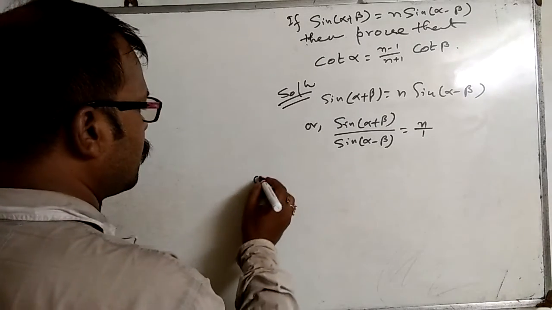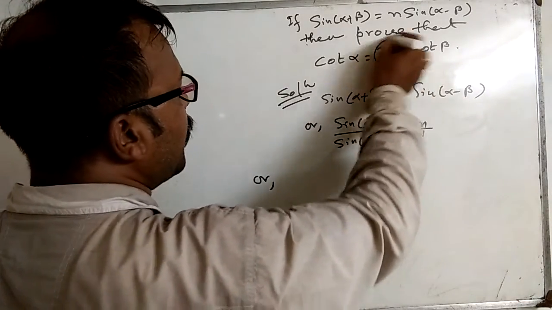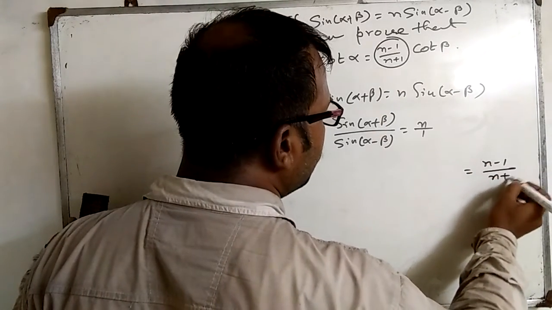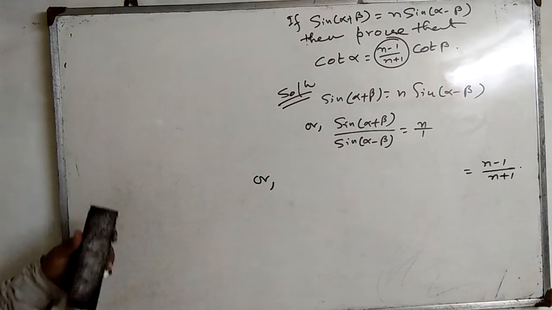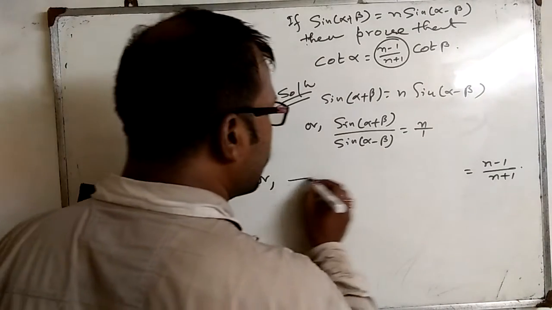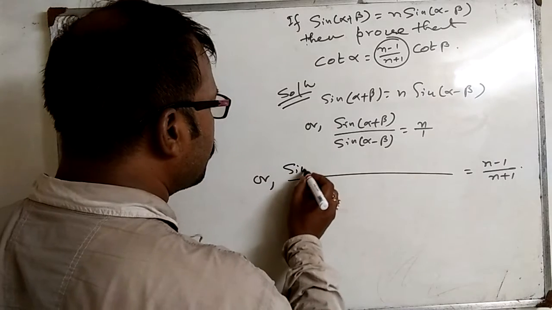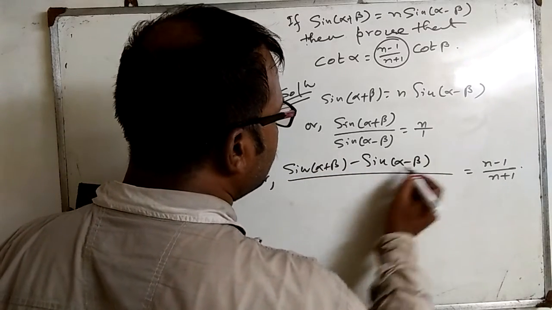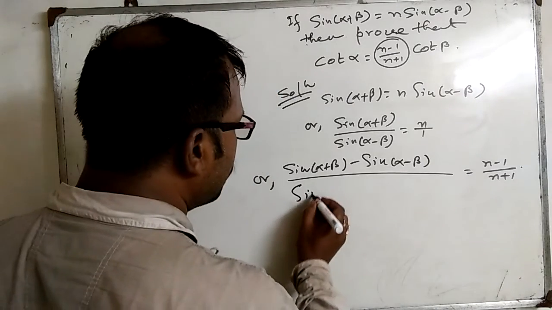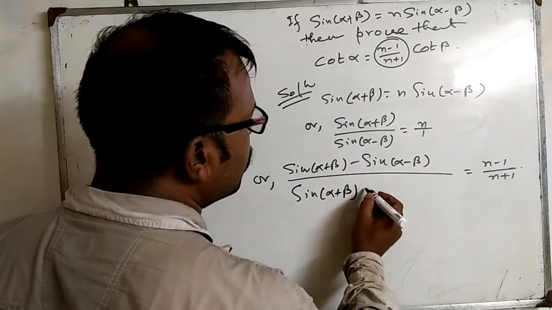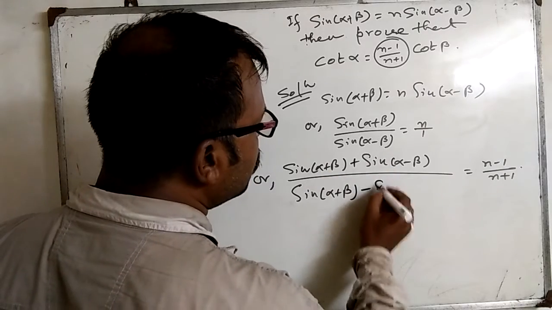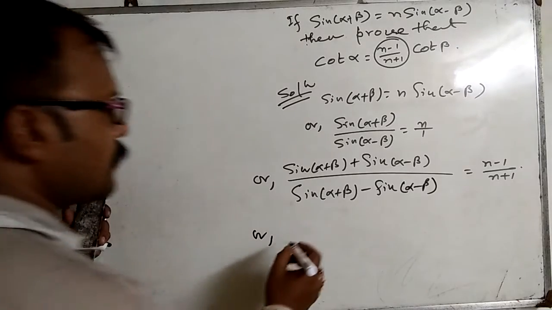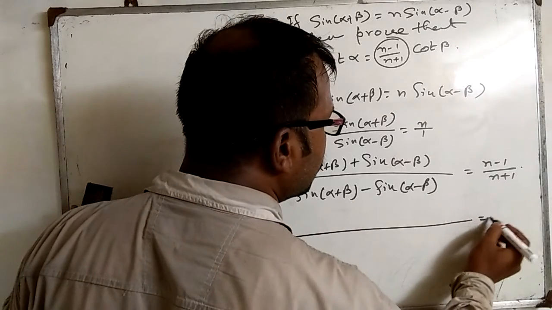Now see the portion n minus 1 by n plus 1. That means numerator minus denominator: sin of alpha plus beta minus sin of alpha minus beta divided by sin of alpha plus beta plus sin of alpha minus beta, or we can expand that.